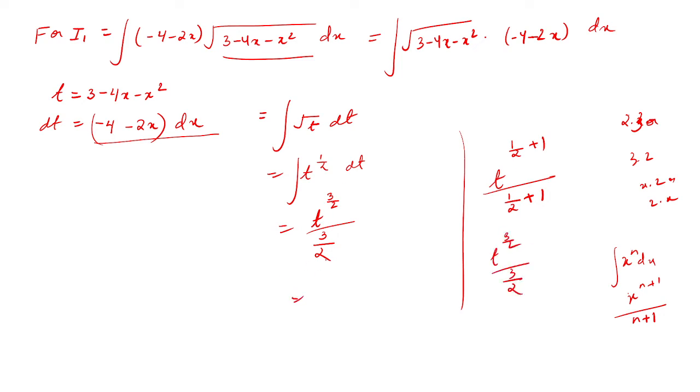So this becomes, replace this, 2 will go to the numerator, 3 will go to the denominator, and this is t to the power 3 by 2. After that, substitute your t back. What was your t? It is 3 minus 4x minus x squared, to the power 3 by 2. So we already have our value of I1. Next, let's go for I2, okay?